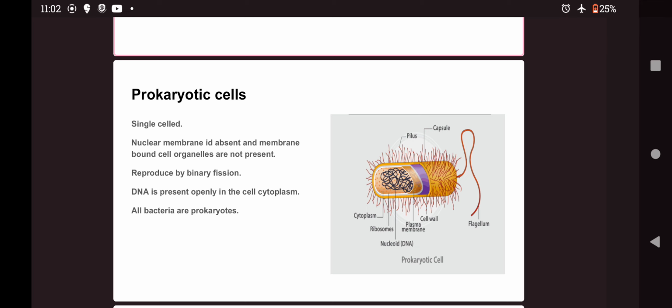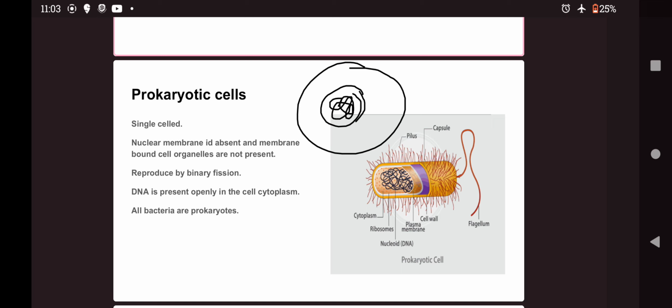So in prokaryotic cell, the cell does not have a well organized nucleus, meaning its nuclear membrane is absent and the genetic material is in direct contact with the cytoplasm. Generally, what happens if this is a cell? Inside the cell, in its center, the nucleus is present, and inside this nucleus, that is the nuclear membrane, the genetic material is present.